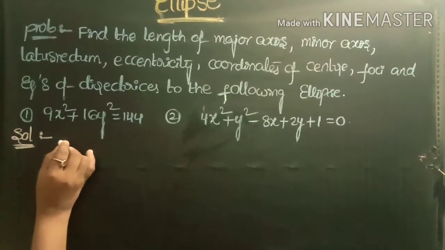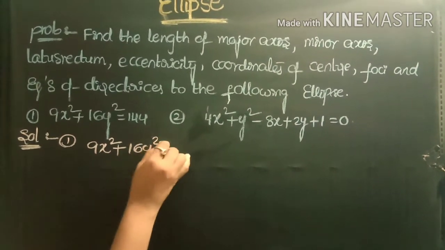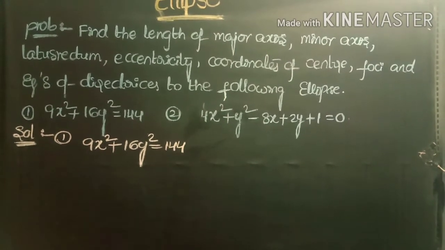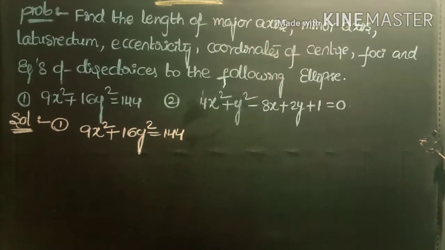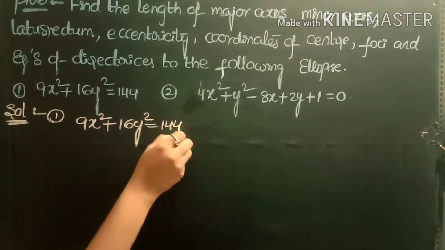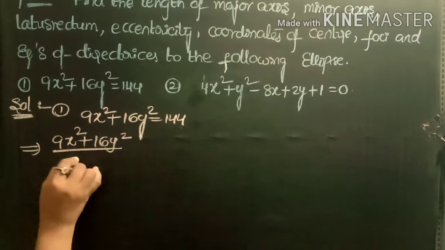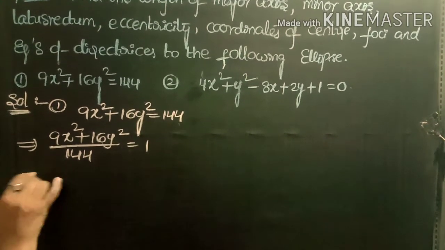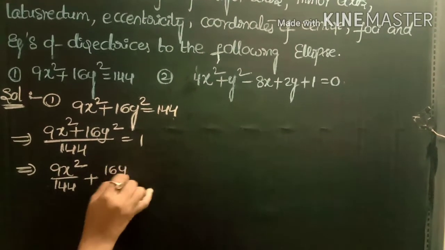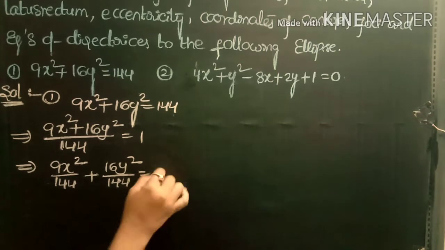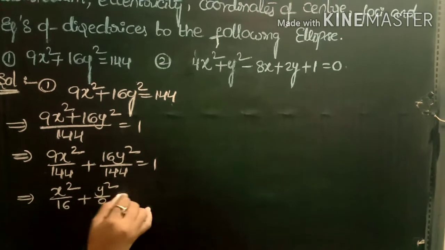So first we are writing the first equation. The given equation is 9x² + 16y² = 144. Now to find all those values, first we have to convert this equation into the known form of the ellipse, which means we divide the total equation by 144. That is (9x² + 16y²)/144 = 1, that is 9x²/144 + 16y²/144 = 1, that is x²/16 + y²/9 = 1.